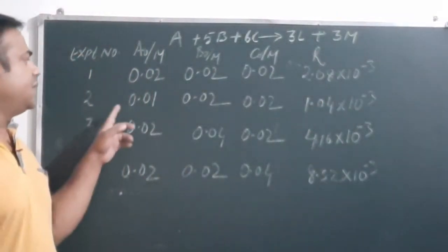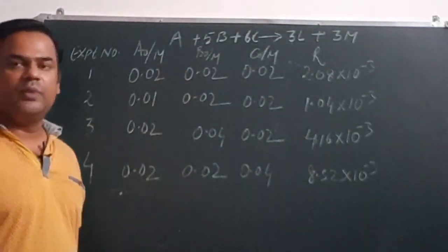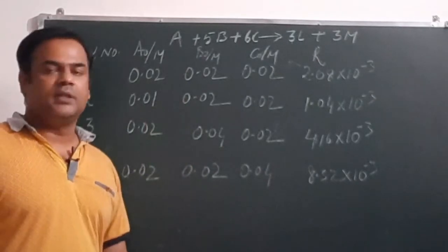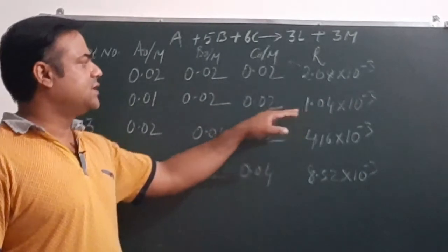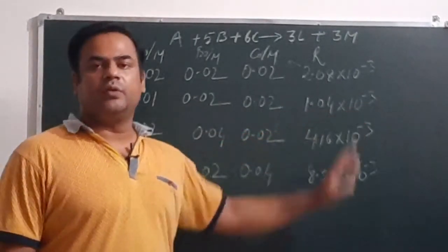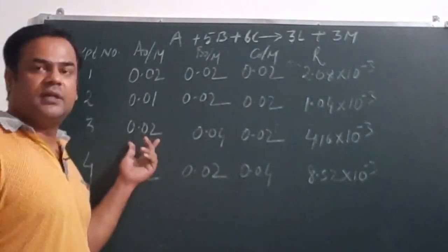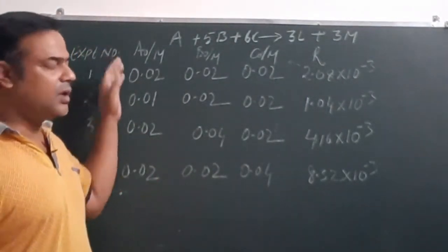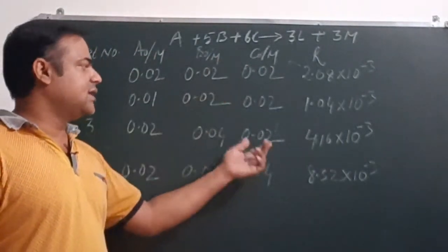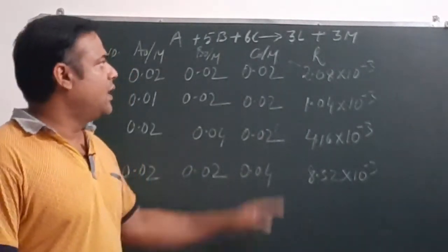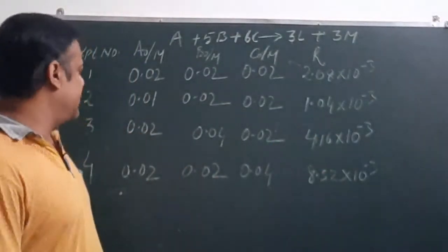For the second experiment, the initial concentration of A is given as 0.01, the initial concentration of B is 0.02, the initial concentration of C is 0.02, and the rate for this experiment is 1.04 into 10 to the power minus 3. In the third experiment, the initial concentration of A is 0.02, of B is 0.04, of C is 0.02, and the rate for this experiment is 4.16 into 10 to the power minus 3.